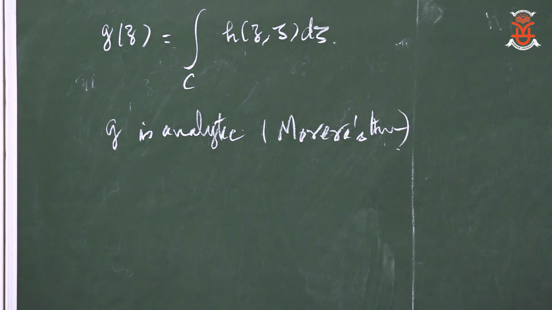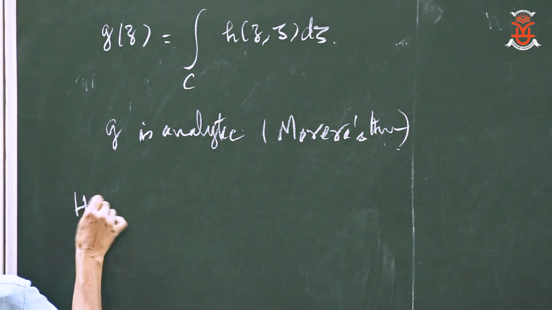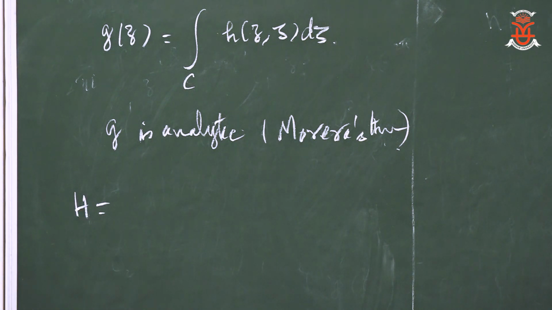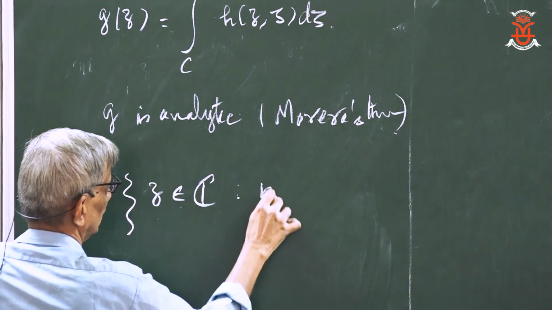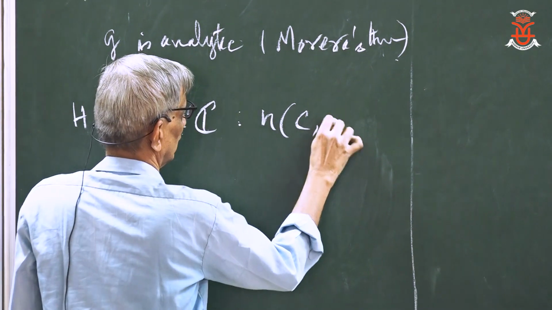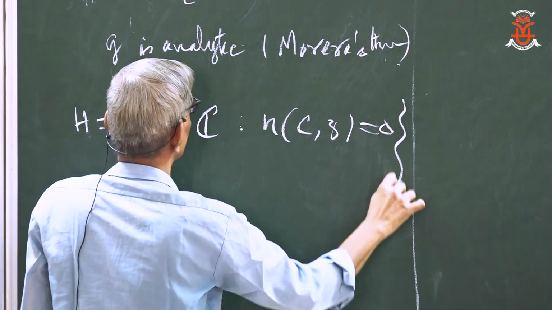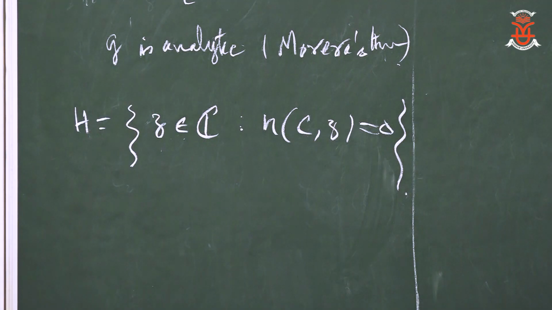As I said, I will be just writing the various steps involved, without going to the details. But this is quite simple step. Look at all points where you have that condition homologous to 0. All points Z and C. Using H because homology comes in.